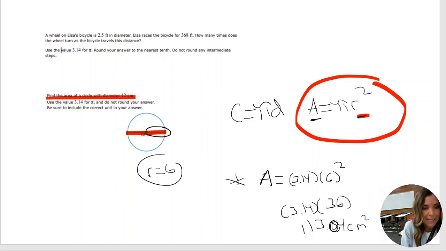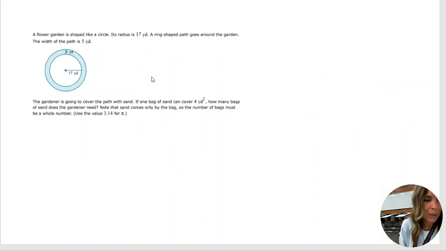Okay. Next question. I feel like this one is a little bit tricky. You are going to have a couple of these just like this on your ALEKS assignment. So this one says, a flower garden is shaped like a circle. Its radius is 17 yards. A ring-shaped path goes around the garden. The width of the path is 5 yards. The gardener is going to cover the path with sand. If one bag of sand can cover 4 yards, how many bags of sand does the gardener need?